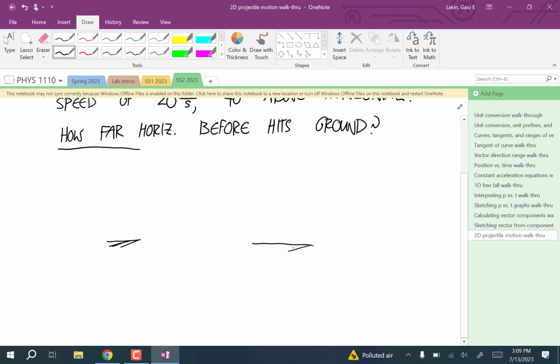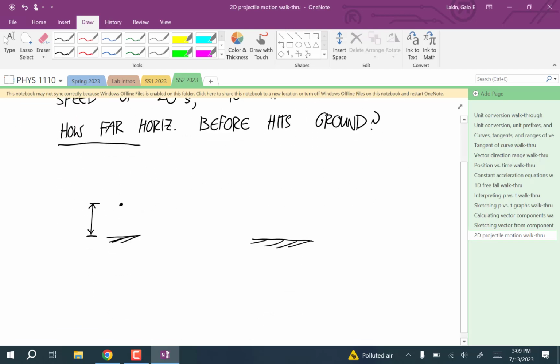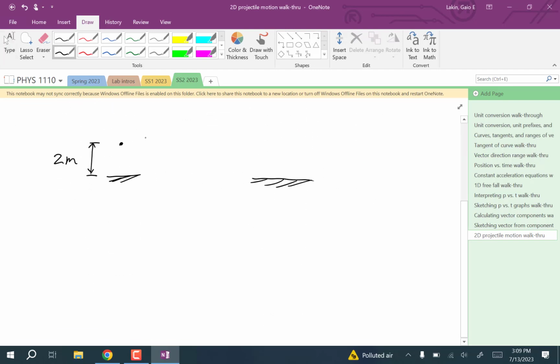So here's the ground. And the ball is launched from a height of 2 meters. So this distance is 2 meters. And at the start, the angle that it makes with the horizontal is 40 degrees. So it starts out at that slope and then travels in a parabolic path like that. And we're trying to figure out what this horizontal distance is between where it's launched and where it hits the ground.